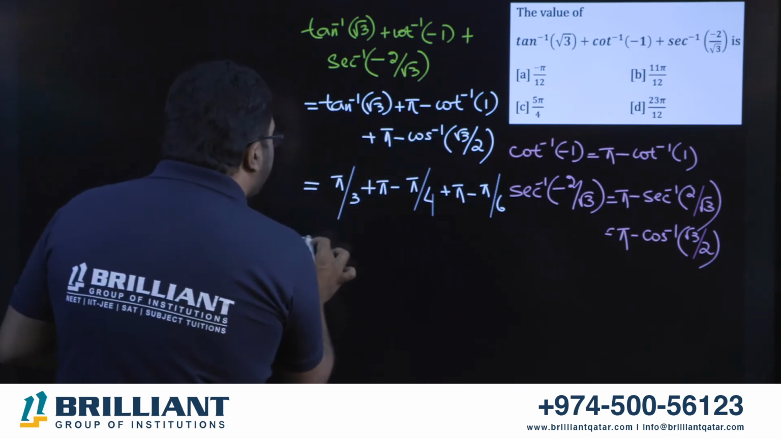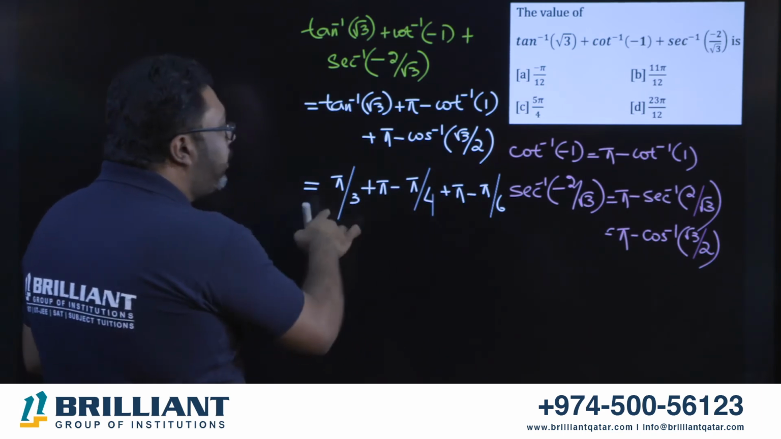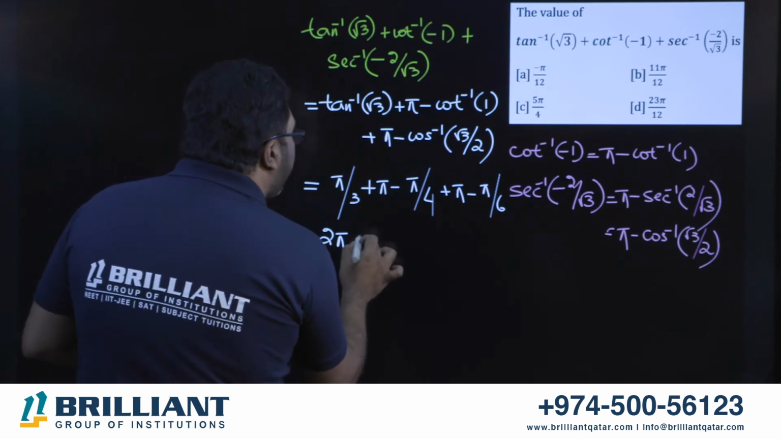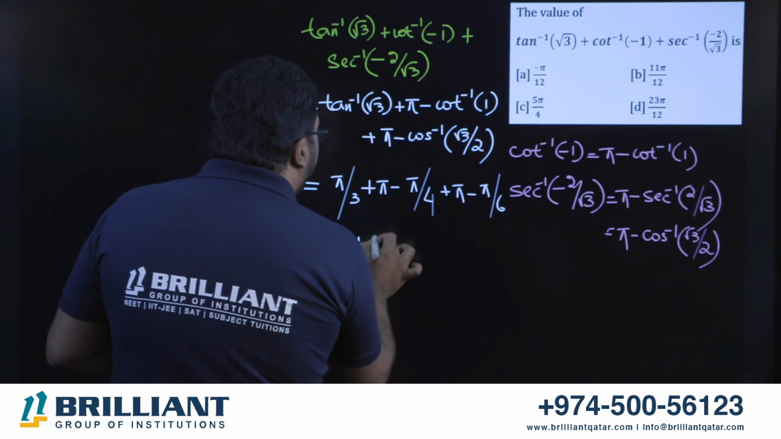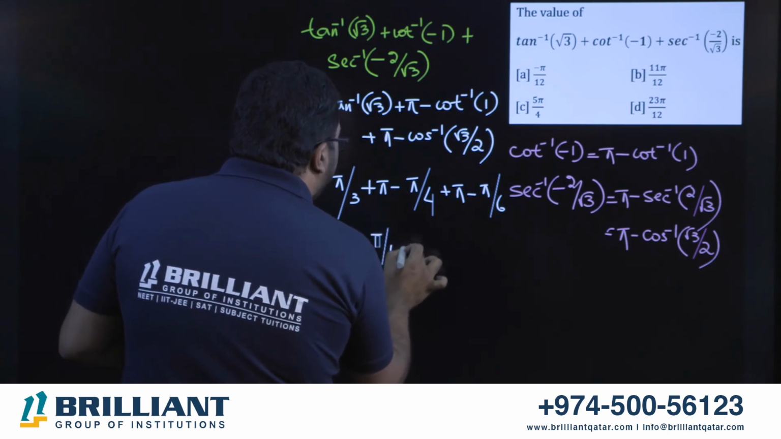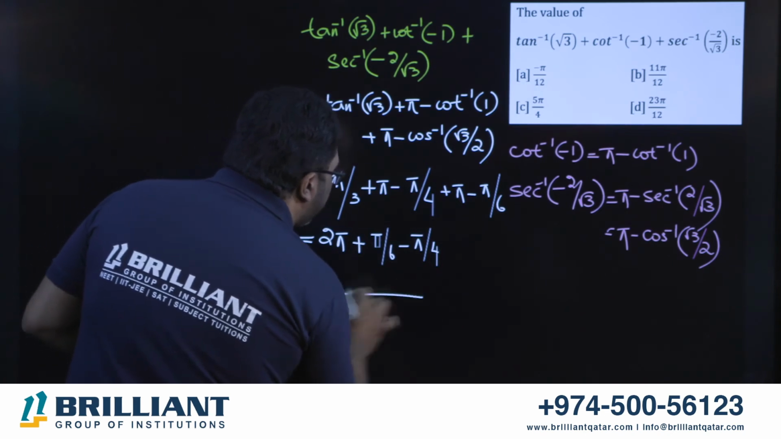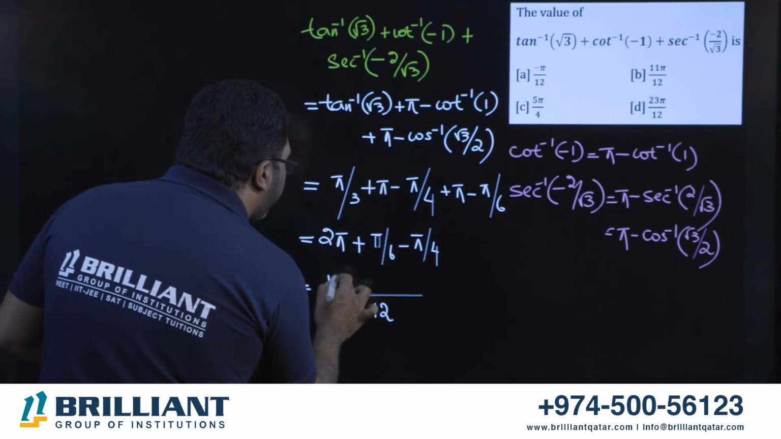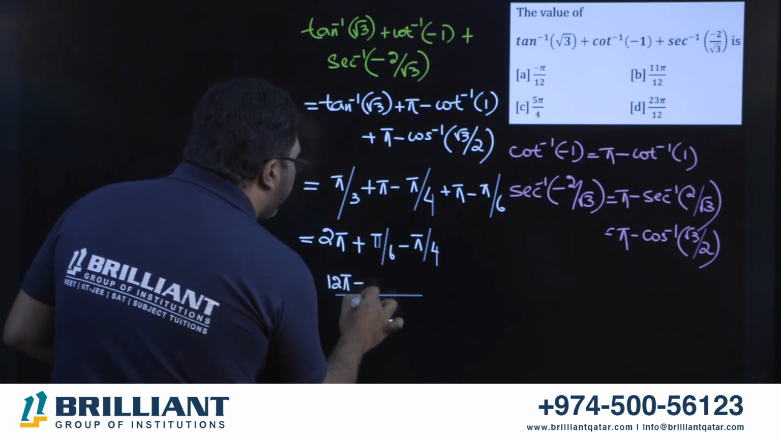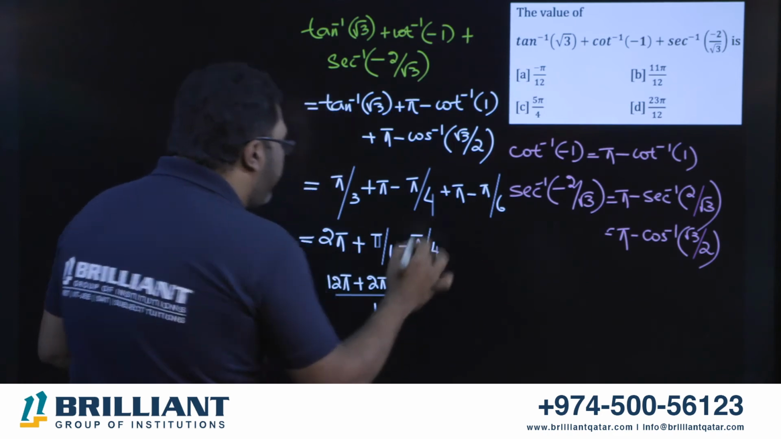Let's simplify this. This is going to become pi plus pi, which is 2 pi. Then pi by 3 minus pi by 6 minus pi by 4. LCM is 12. So this is going to become 12 pi plus 2 pi minus 3 pi.